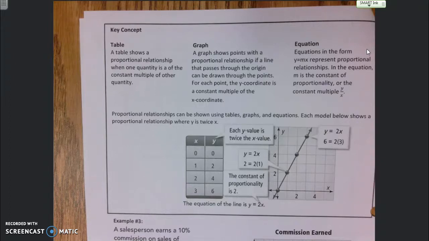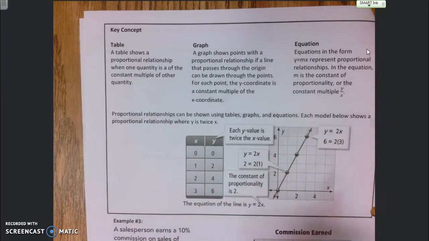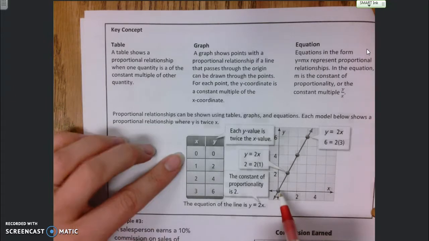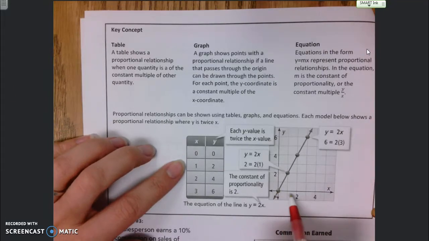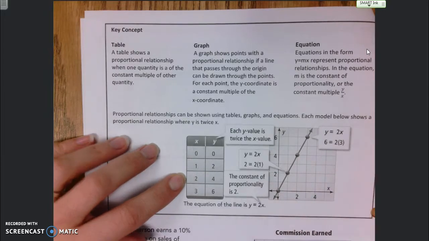So they're just reminding us here that proportional relationships can be shown using these 3. They're showing us in this table that each y value is twice the x value. So if each y value is twice the x value, your equation would be y equals 2x. And when we graph this, here's the point 0, 0, here's the point 1, 2, here's the point 2, 4, and we show that it's a straight line traveling through the origin.